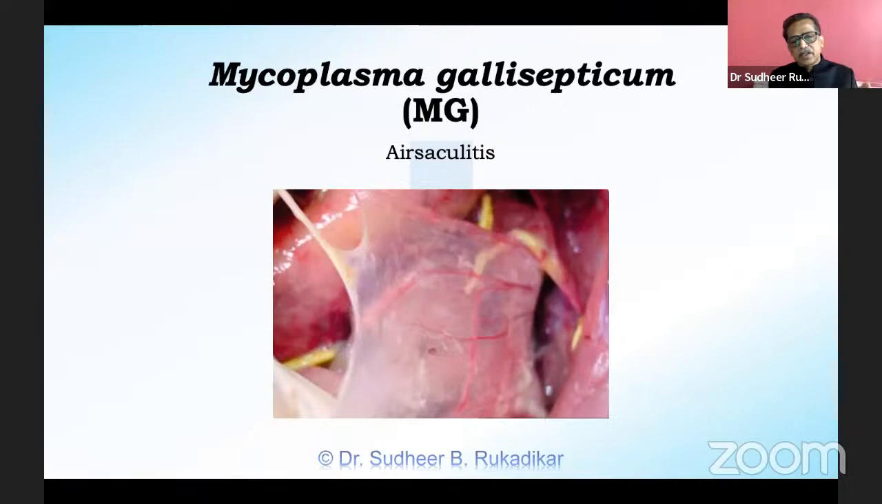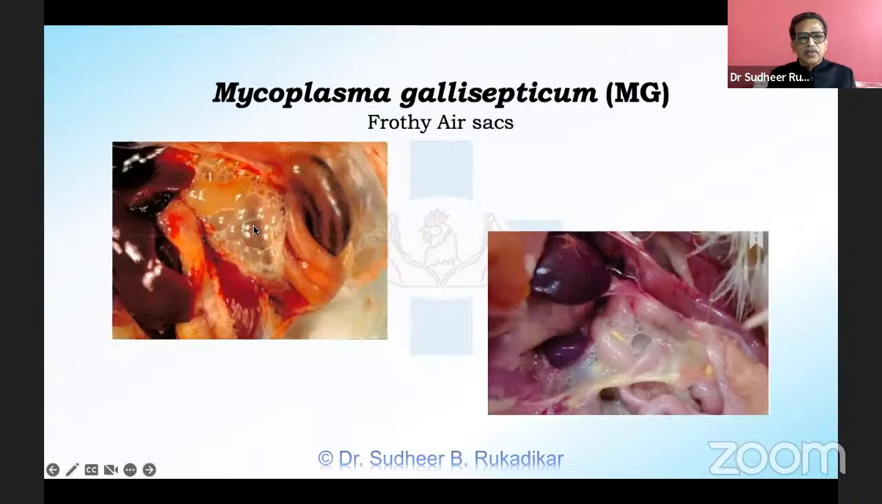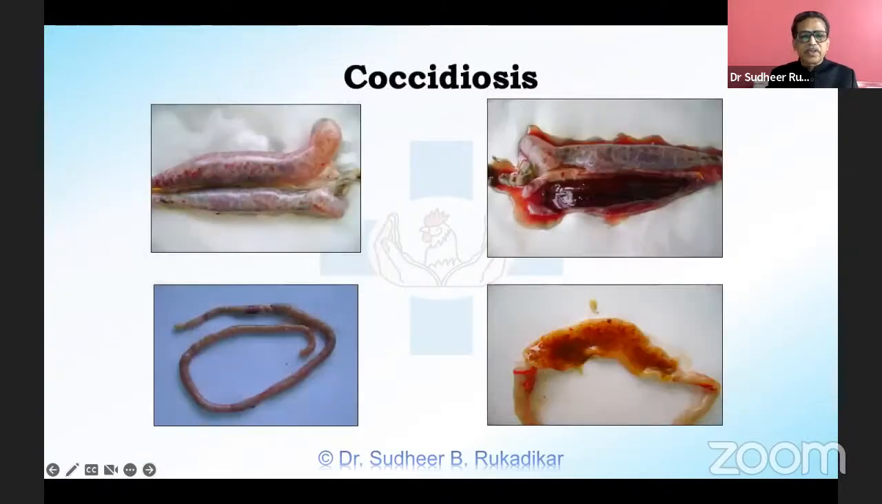Again, this CCRD, CRD, they are common in winter. That's why I've taken these photographs. Mycoplasma, we know the air sacs, we can see the cloudy air sac, which normally should be very transparent, clean. So these cloudy air sacs, cloudy air sacculitis, are indicative of MG. Then frothy air sacs, these are all again indication of Mycoplasma gallisepticum. Since these are common in winter, I'm just showing you some photographs.